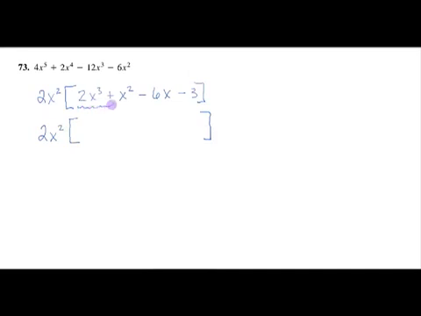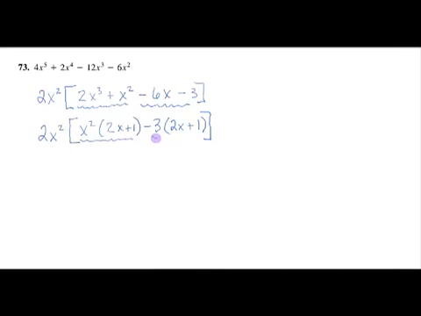Again, I'm going to find the greatest common factor of the first two, and that's x squared. I'm left with 2x plus 1. And grouping the last two, I start with the negative, so I know I'm taking out a negative greatest common factor. The greatest common factor between 6x and negative 3 is going to be a 3. So again, I'm taking out a negative 3. Negative 6x divided by negative 3 is a positive 2x, and negative 3 divided by negative 3 is positive 1. So this is looking good.